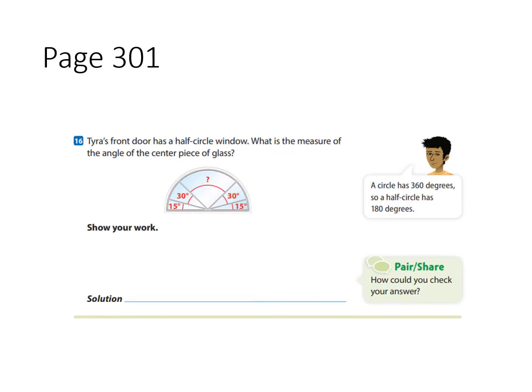All right, this next problem is on page 301. It says Tyra's front door has a half circle window. What is the measure of the angle at the center piece of glass? And again, on the right-hand side, it says a circle has 360 degrees, so a half circle has 180 degrees. You need to use that as your total to find what the missing piece is. Go ahead and pause the video and solve this problem.